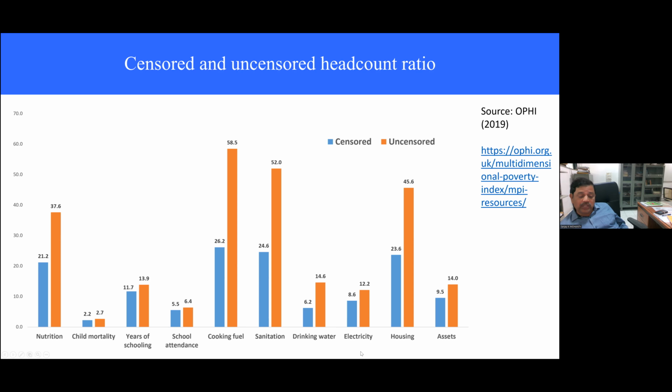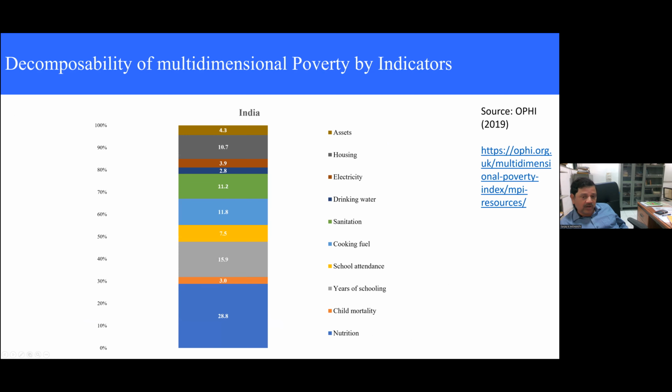On the other hand, we can see here 59% are deprived in cooking fuel, but when it comes to multidimensional poverty, so only among all multidimensional poor, 26% are deprived in cooking fuel. So the other part, they are not deprived. That's the difference between the census and incidence.